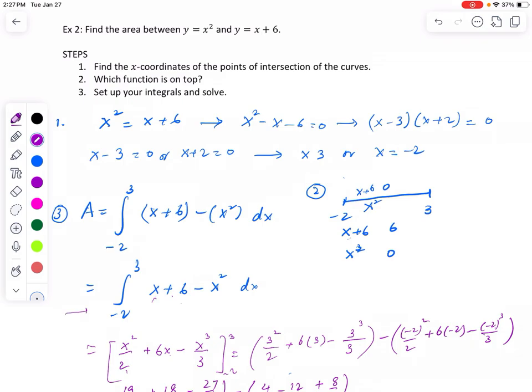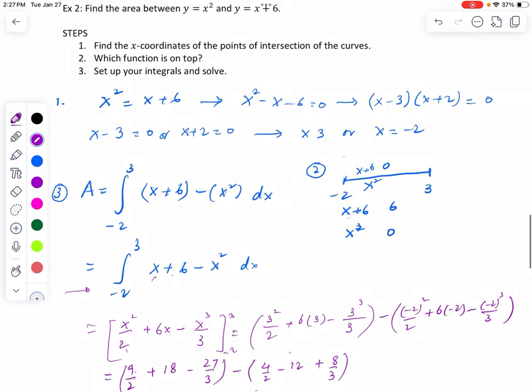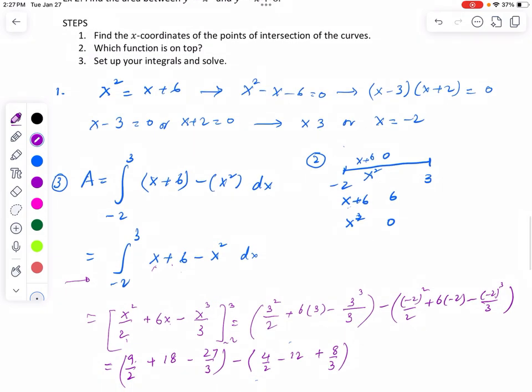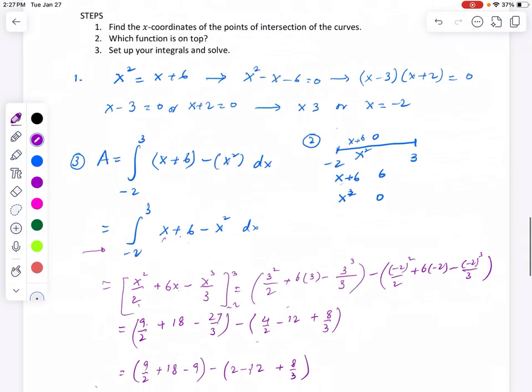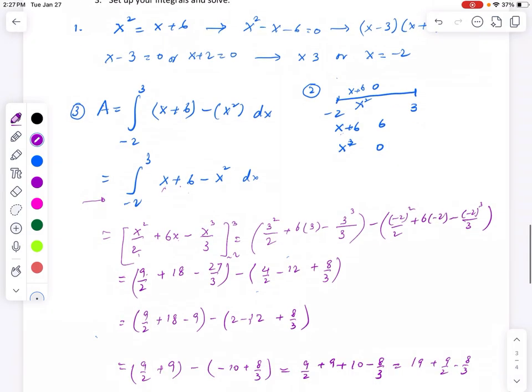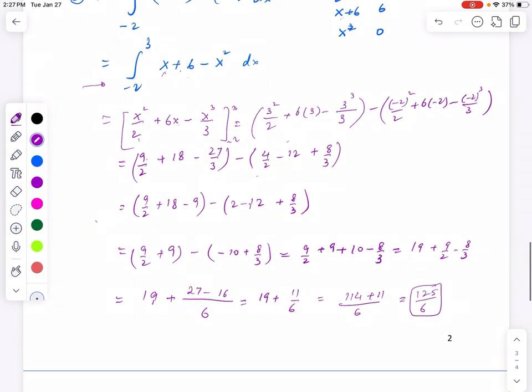So further, I integrated the function. x became x squared over 2. In place of 6, I got 6x, and then minus x to the third over 3, with limits from negative 2 to 3. Then I plugged in the limits and simplified, and I got my answer to be 125 over 6. So can you see there is a lot of work over here?